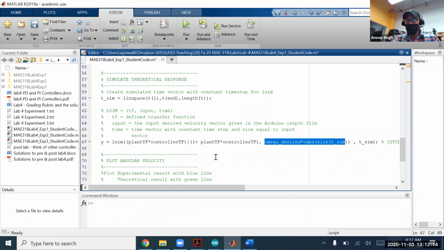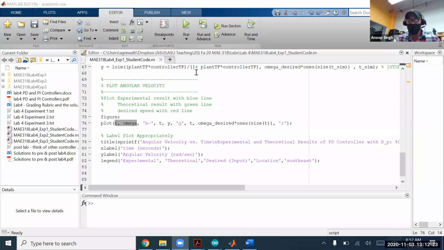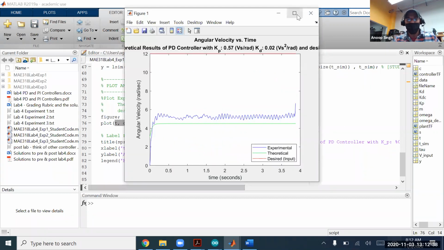So we actually simulated the theoretical response, and we're also going to plot the actual speed which we obtained from the experiment. So hopefully the theoretical and the other one would not be too far away from each other. Let's have a look, and you'll see the reason why the speed was ever so jittery. Okay, is it busy? Yep. So my computer is slow.